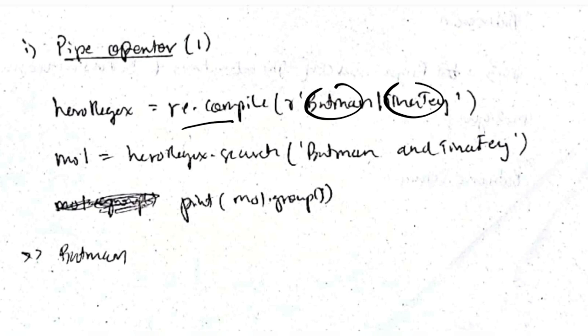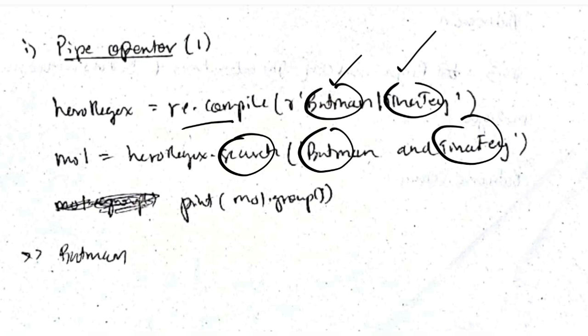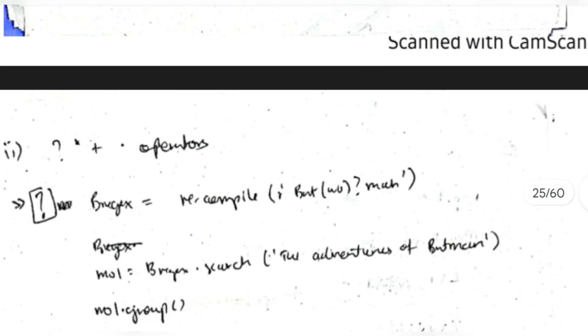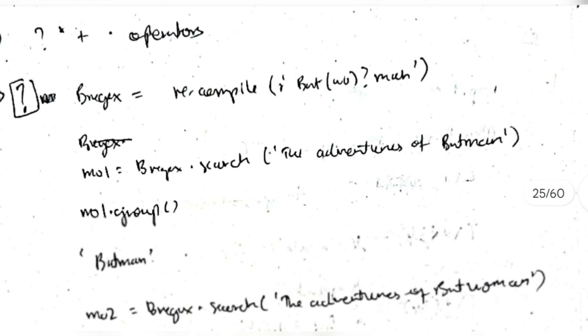re.compile Batman and Tina Fey. Okay, so here it will match either Batman or Tina Fey. If I search here, if there is Batman and Tina Fey, it will output Batman because that's the first search result. Okay, if I do the findall operator, at that time both will get printed. Okay, that is the pipe operator, and 4 operators are here: question mark, star, plus and dot.